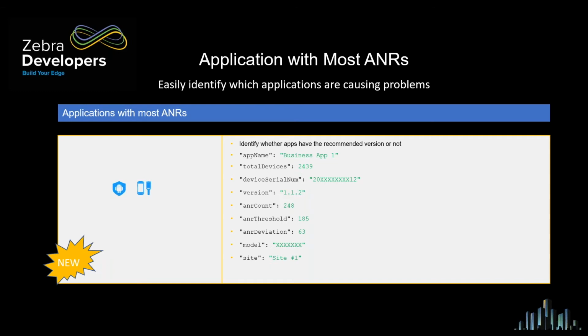We'll show it for all the devices, their serial numbers, the versions, how many ANRs were received, what was the threshold detected based on the machine learning algorithm, and what is the deviation. Deviation is just the difference between the count and the threshold, and which model and which site are affected by it. So in the next slide, I'll be showing a demo regarding one of the application usages reports which exists in the system.